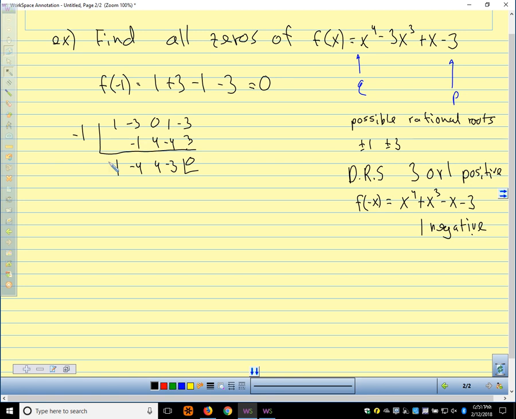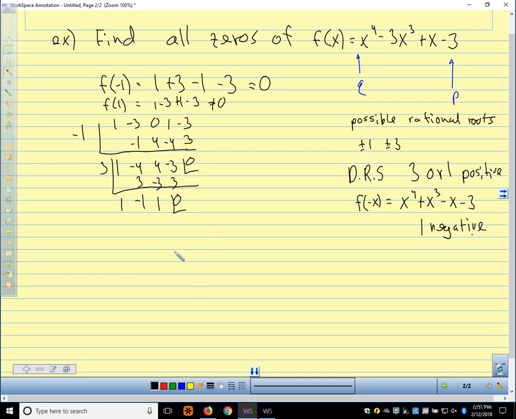What would be nice if it were a positive root? We could try 1. Let's try f of 1 here, just to see if that's one of the positive ones. F of 1 is 1 minus 3 plus 1 minus 3. Is that 0? Not equal 0. So what's the next one we want to try? Positive 3. We found our one negative one already. We don't have to find any more negative. So let's try 3 here. 1, 3, negative 1, negative 3, 1, 3, 0.